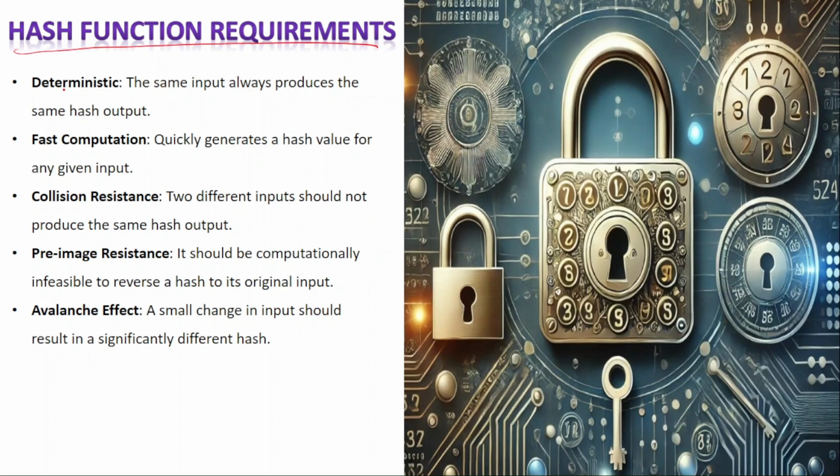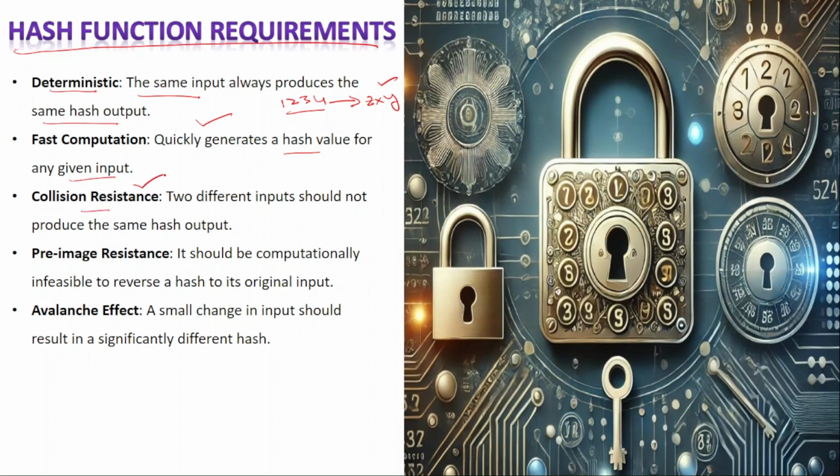The first one is that it must be deterministic. What does this mean? That the same input must always produce the same hash output. That if you have an input of 1, 2, 3, 4, it should always produce a hash of, let's suppose, ZXY. So anytime you input this input, it will always result in the same output. So it is deterministic. Fast computation: quickly generates a hash value for any given input. It must be fast and quick.